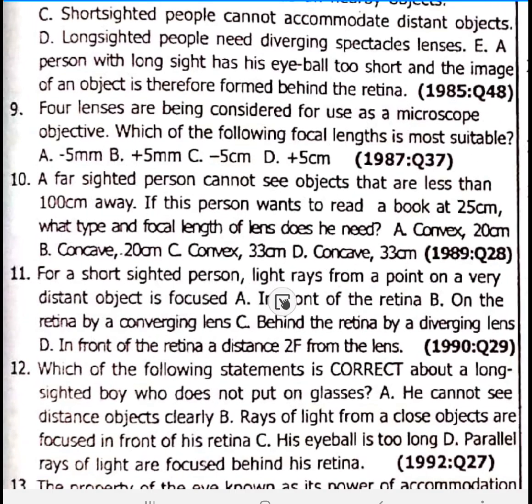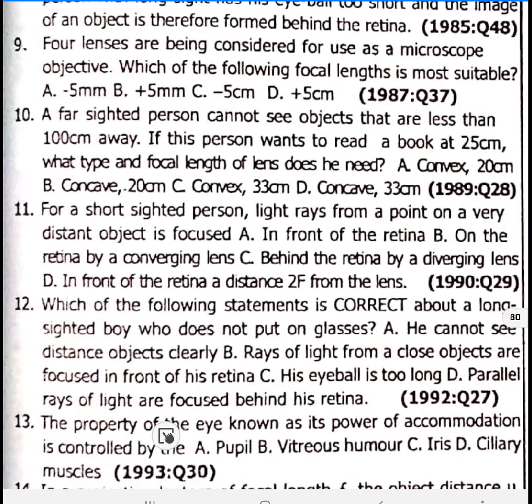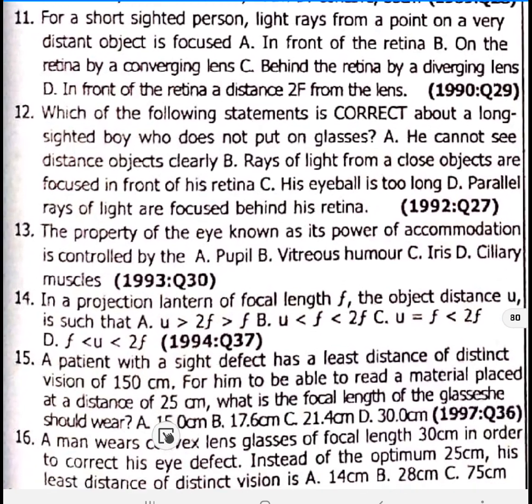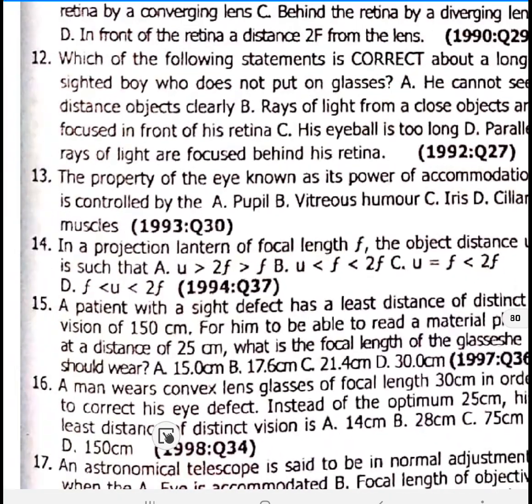11. For a short-sighted person, light rays from a point on a very distant object are focused in front of the retina, option A. 12. Which of the following statements is correct about a long-sighted boy who does not put on glasses? Parallel rays of light are focused behind his retina. 12 is option D.